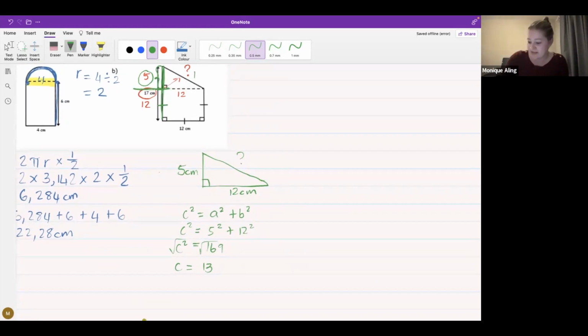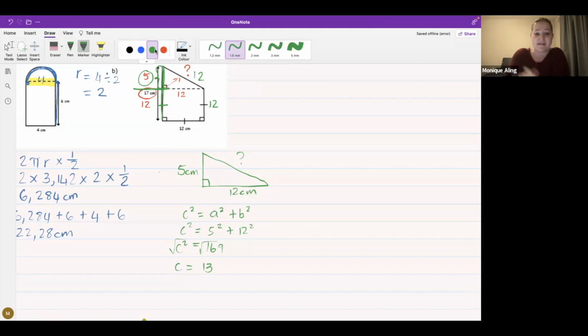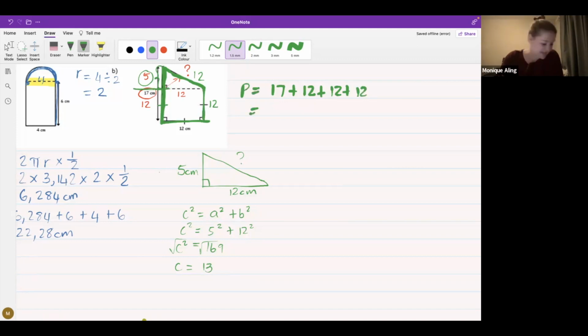So I know that this side is now equal to 13. So to work out the perimeter, I'm going to take this side over here, which is 17, plus I've just worked out this side of the triangle, which is 13, plus 12 on this side, plus 12 at the bottom. So perimeter is equal to 54 centimeters. Nice, nice. See, you guys are getting the hang of this.